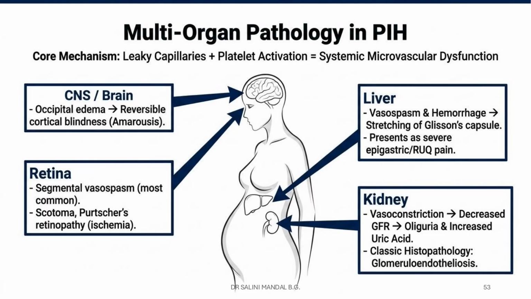Kidney, again vasoconstriction. That means decreased GFR, which means oliguria and increased uric acid. Okay, so there is going to be glomeruloendotheliosis. In the retina also there is going to be segmental vasospasm. Because of that, scotoma, Purtscher's retinopathy. That's ischemia basically. Plus in the CNS, occipital edema will be there, which is going to lead to reversible cortical blindness, amaurosis.